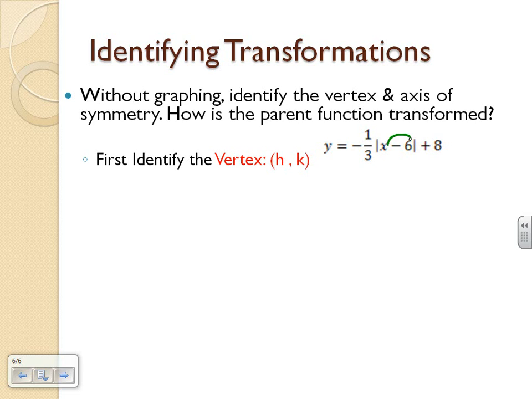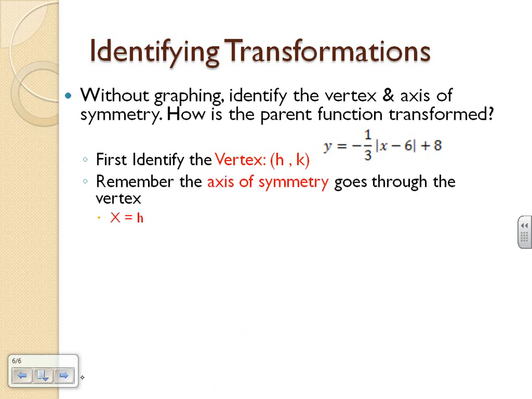That vertex comes from our transformations, which is going to be here and here. Once again, this is always as opposite, telling me to go to the right 6 units. And this is as is, telling me to go up 8 units. So my vertex becomes 6, 8. I move to the right 6, which is positive, then up 8, which creates the vertex.